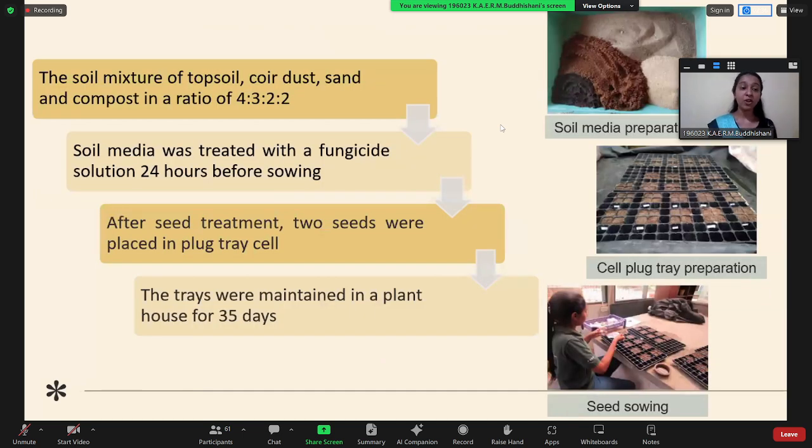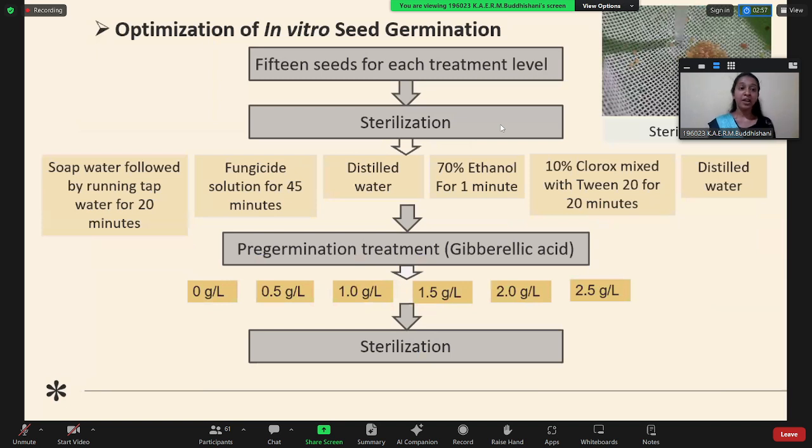In seed sowing, the soil mixture was prepared using topsoil, coir dust, sand, and compost. After that, seeds were pre-treated with a fungicide solution before sowing. After seed treatments, 2 seeds were placed in each plug tray cell. For data accuracy, each experiment was repeated 3 times. Now look at the optimization of in vitro seed germination. Only one experiment was conducted in vitro using gibberellic acid. First, sterilization was practiced using a multi-step protocol. First, thoroughly wash with soap and water.